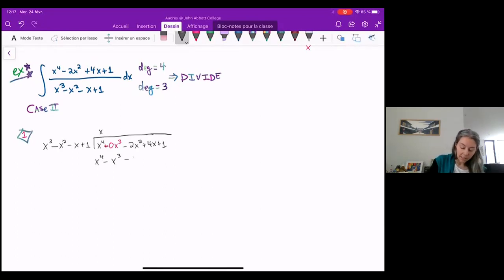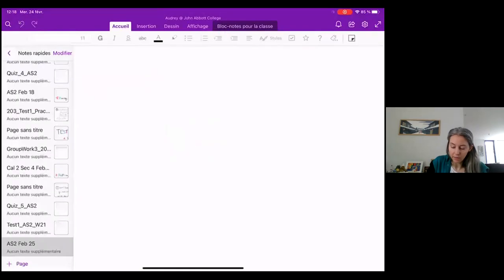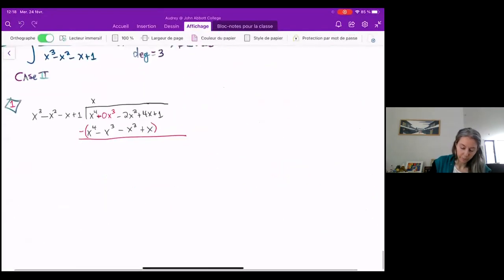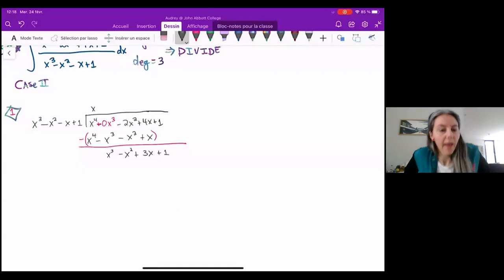So x cubed minus x squared minus x that I am then subtracting. So x to the 4th minus x to the 4th, that's 0. Plus x cubed I end up with here, then negative 2x squared plus x squared is negative x squared. Then 4x minus x, that's plus 3x, and then plus 1. So we have x cubed minus x squared plus 3x plus 1.